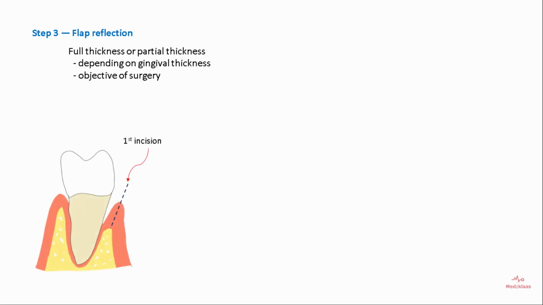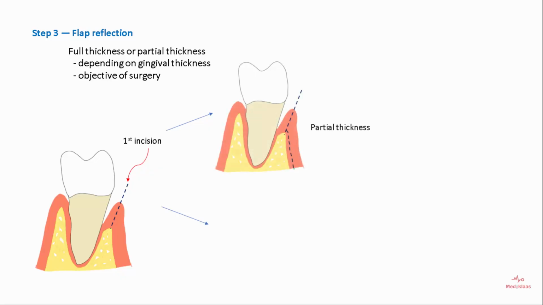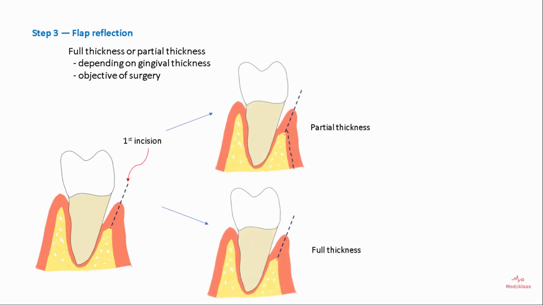Step 3 involves flap reflection. A full thickness or partial thickness flap can be reflected, depending on the gingival thickness and the objective of the surgery. Cases where you do not need osseous reduction, a partial thickness flap can be applied. So after the first incision, the flap can be reflected as a partial thickness or full thickness.